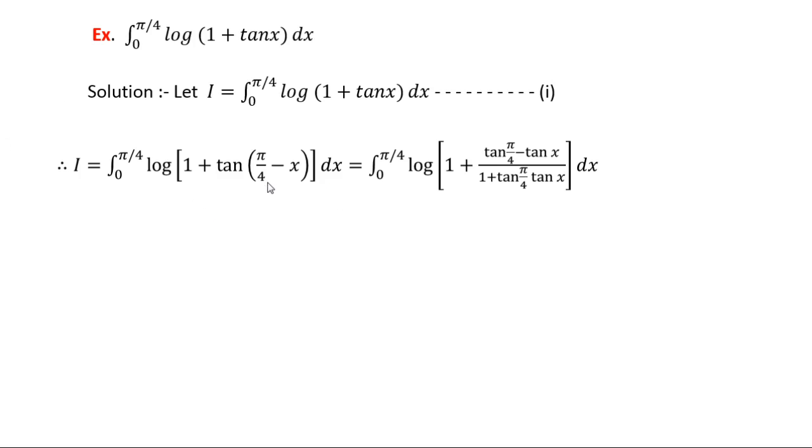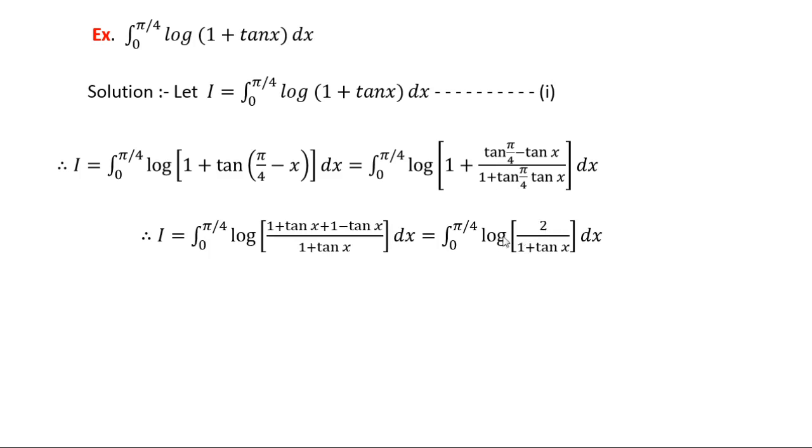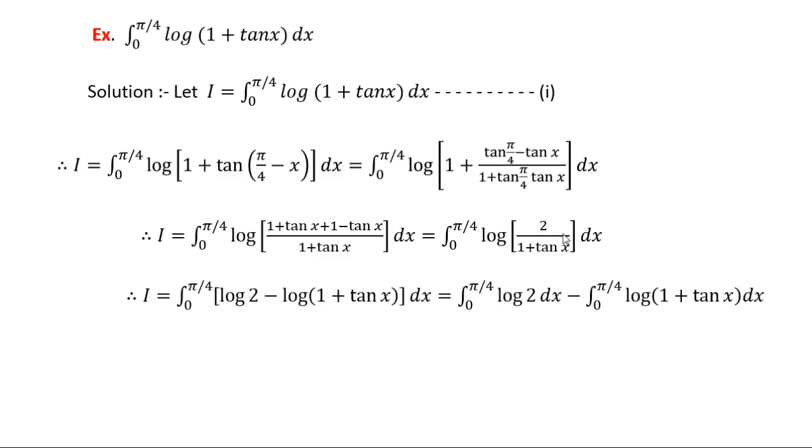Therefore, now I will expand this pi by 4 minus x, tan pi by 4 minus x. Tan pi by 4 minus x is tan pi by 4 minus tan x upon 1 plus tan pi by 4 into tan x. We write value of tan pi by 4 as 1 and simplify this. नंतर याला LCM घ्या, LCM घेऊन ॲड करा, सिम्प्लिफाय करा. This gives me log of this log word as it is and 2 upon 1 plus tan x. Now is time to make use of property of logarithm. Log c upon d is log c minus log d. So this I write log 2 minus log 1 plus tan x.